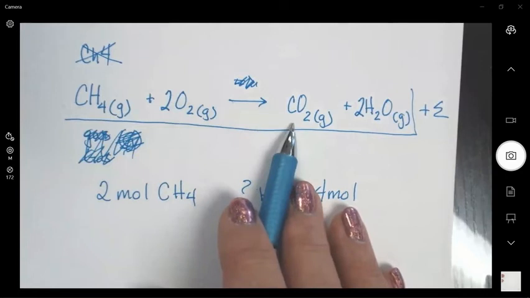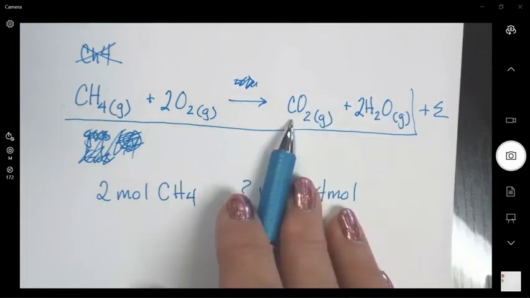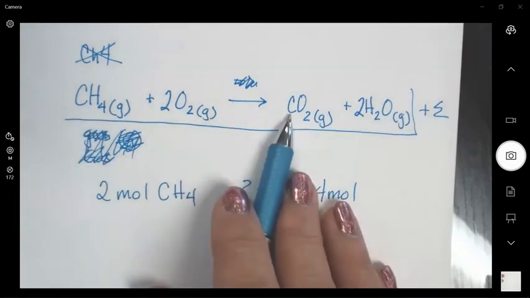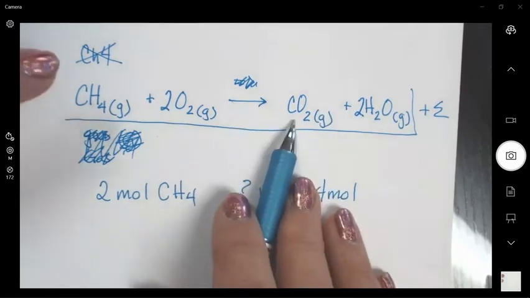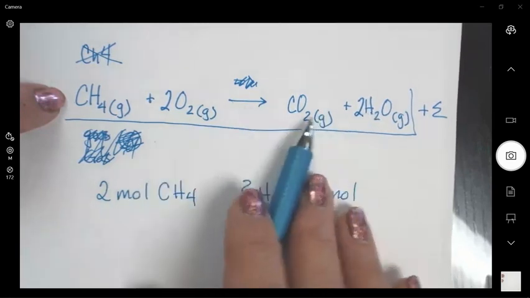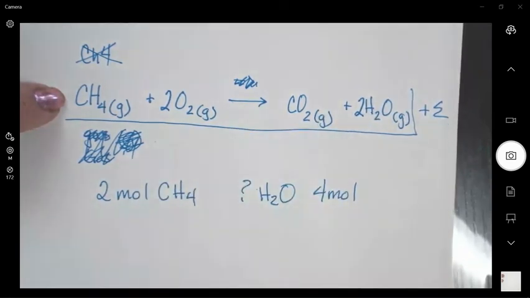What if I want 4 carbon dioxides? I want 4 of these. How many methanes do I need to put in? If I want 4 of these, how much methane? 4. Yeah? Welcome to stoichiometry. That's what we'll spend most of the year doing, around chemical reactions, asking those relationship questions between two things.